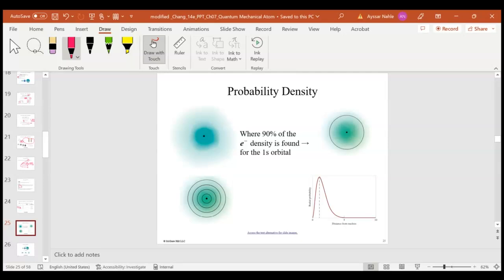Now, probability density. What is the probability density in here? If that's the nucleus, protons and neutrons, electrons are moving around the nucleus in 3 dimensions. Talking about the S, moving in 3 dimensions in there. How is it going to move? The electron doesn't go in a straight line. It goes as a wave.